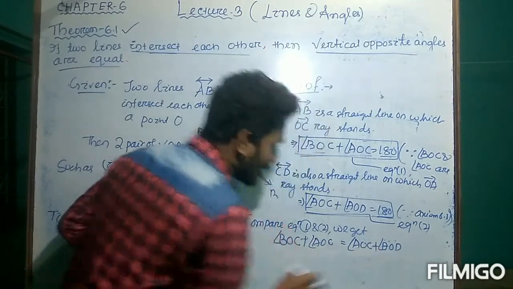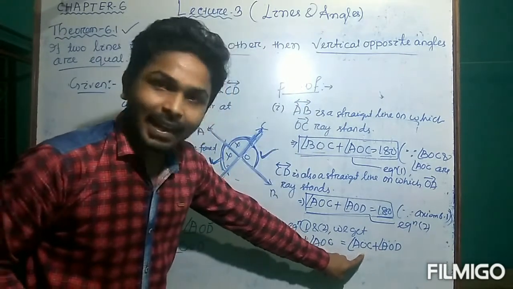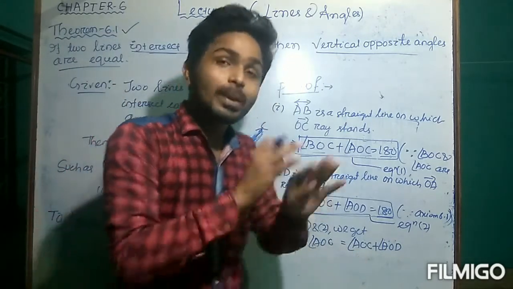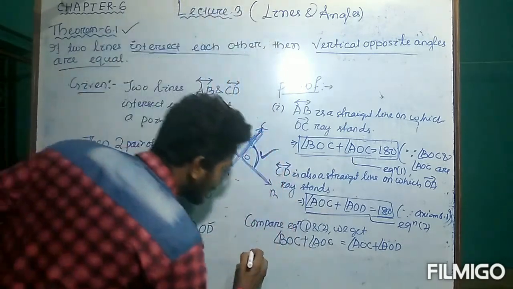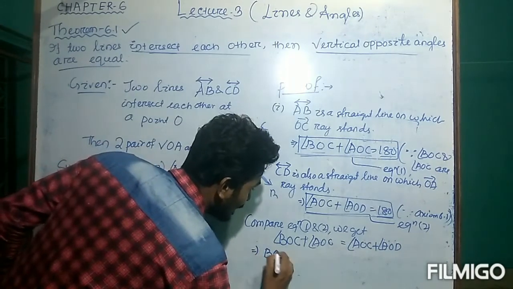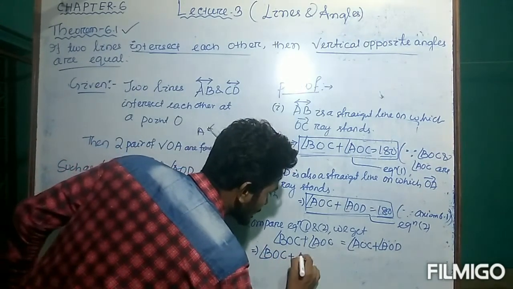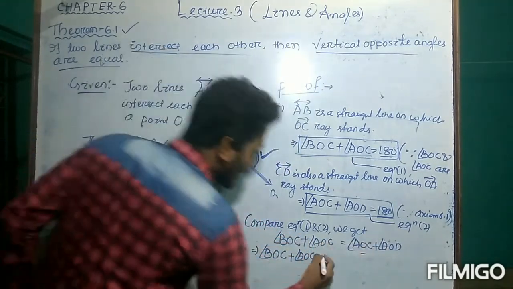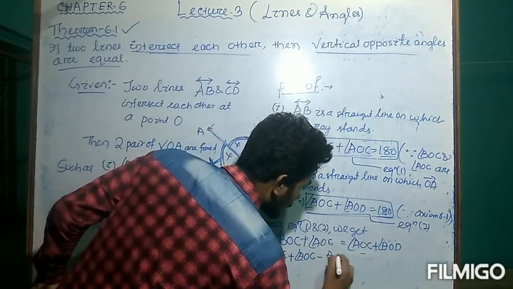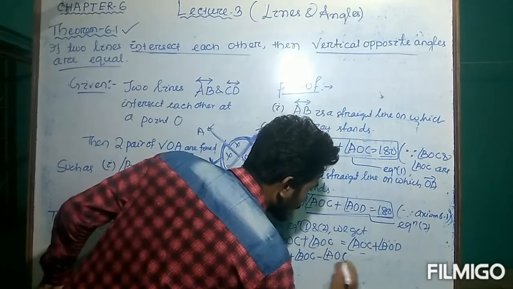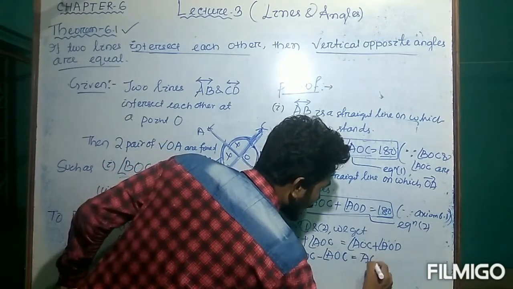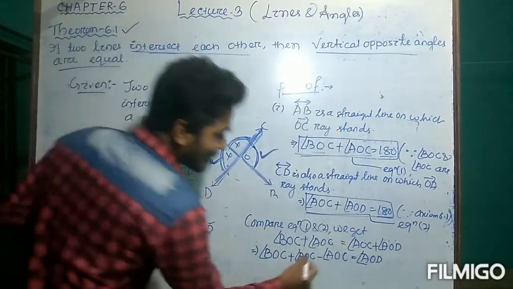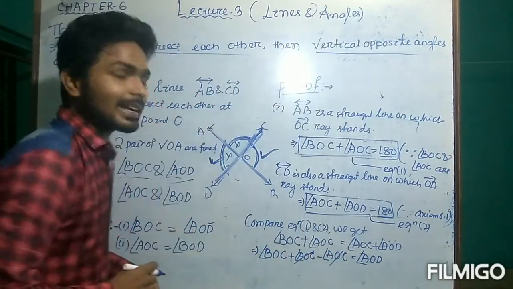Next, we will have to take this angle to the left hand side so that AOC and AOC will be cancelled out. See how it is doing. So write BOC plus AOC. Now this AOC should be taken to the left hand side, so it will be minus AOC is equal to AOD. Okay. Now this AOC and AOC has been cancelled out.